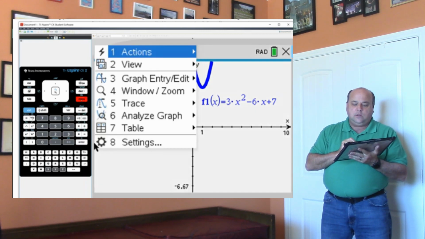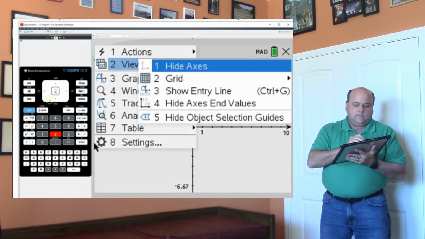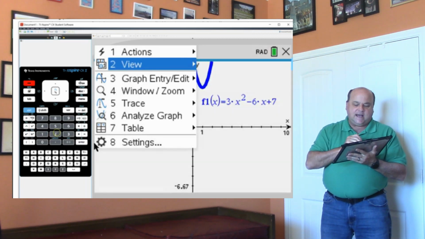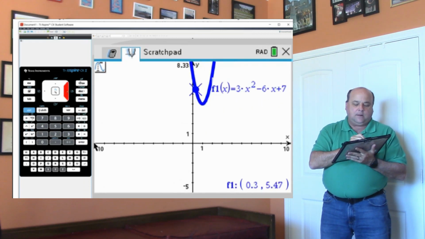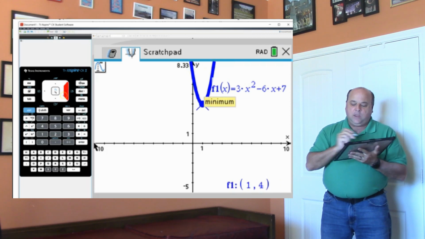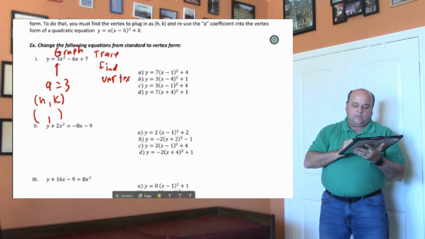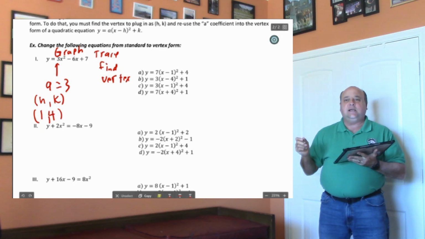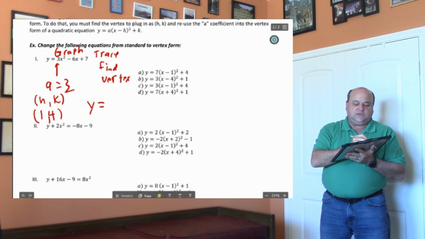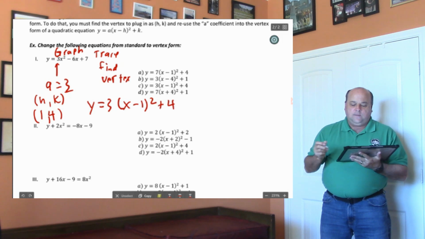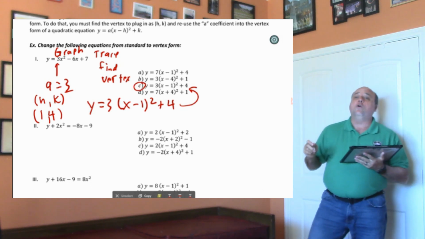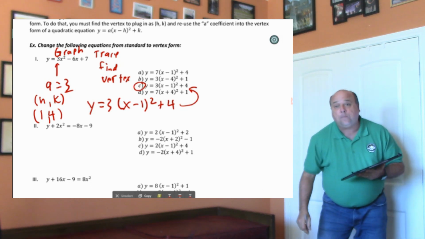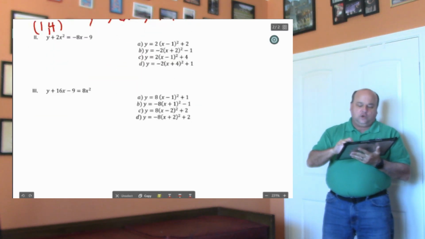So let's trace. Menu. Trace is 5. Not 2. Hit escape. Menu, 5. Trace, and then graph trace. And then we're going to hit the right arrow button until we get to the bottom. When we get to the bottom, it should say minimum, right? The minimum is 1, 4. So let's go back to the paper. 1, 4 is my h and k in it. So let's write down y equals, the a is 3, parentheses, x minus 1 squared plus 4. That is going to be which one? Right here, letter C, right? Piece of cake. Let's go to part 2.